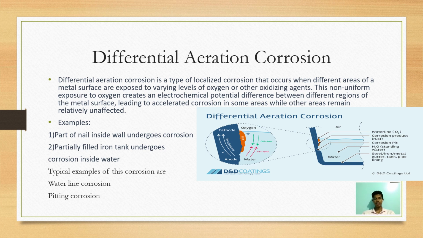Totally, this explains that wherever the oxygen level is less, there corrosion takes place, and wherever the oxygen level is high, there corrosion does not affect. Examples of this are a nail inside a wall undergoing corrosion, and also a partially filled iron tank undergoing corrosion inside water. Some other typical examples of corrosion are waterline corrosion and pitting corrosion.